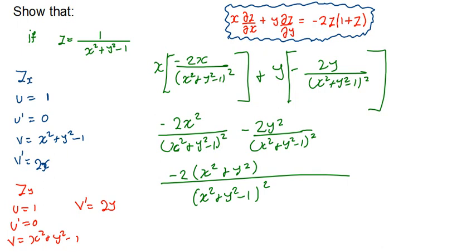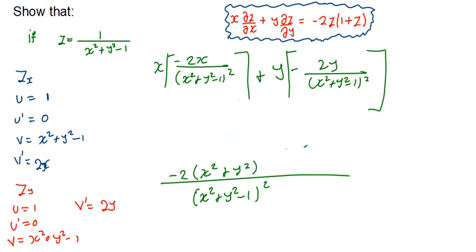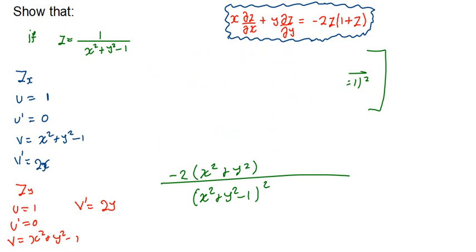Now remember what we need to have is minus 2z times open bracket 1 plus z. That's what we need to have. So how do we go about finishing this? I know that my z is equal to that.